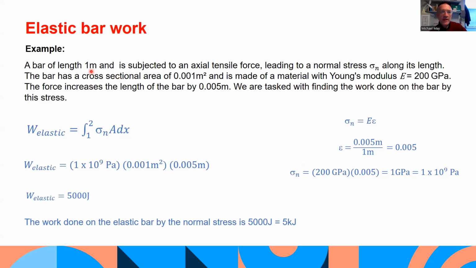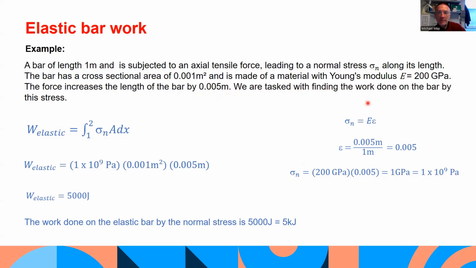So a bar of 1 meter is subjected to an axial tensile force leading to a normal stress along its length. The bar has a cross-sectional area of 0.001 meters squared, and it's made of a material with a Young's modulus of 2000 gigapascals. The force increases the length of the bar by 0.005 meters. We're asked to find the work done on the bar by this stress.